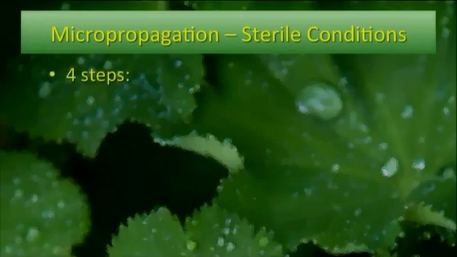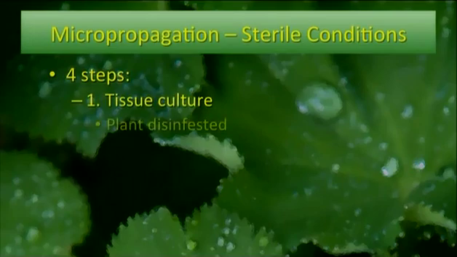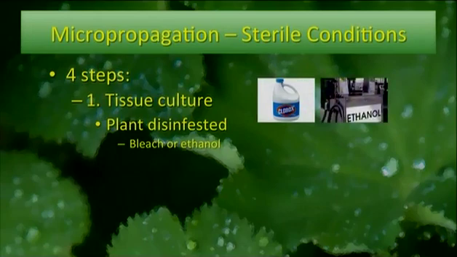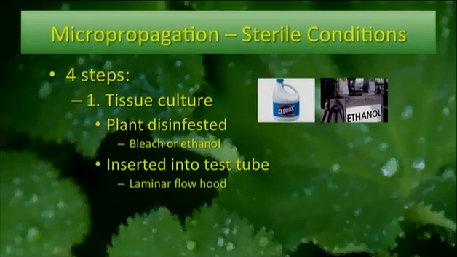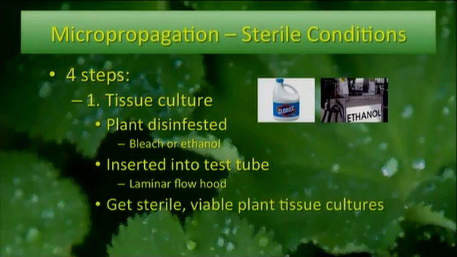There are 4 steps in tissue culture. First of all, you do tissue culture. You disinfest the plant first with bleach or ethanol in order to make sure that it's clean. Then you insert the plant tissue into a test tube, using a laminar flow hood, which pushes air out the front of the hood, so that bacteria are not flying into the area where you're doing your tissue culture. Then you get sterile, viable plant tissue cultures.